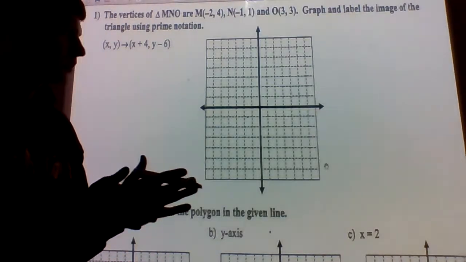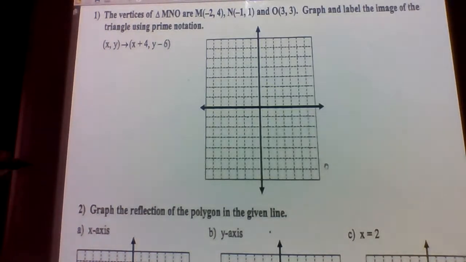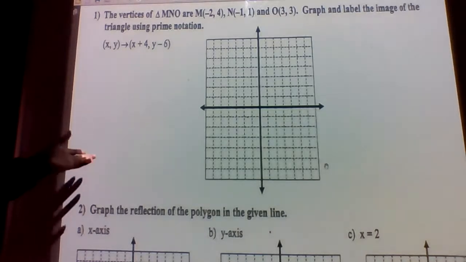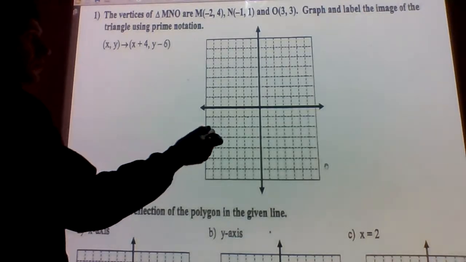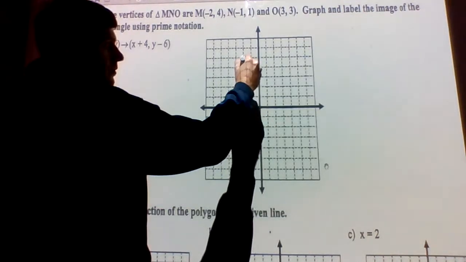This is homework number 4. This is the transformations unit review. So the first problem is a translation. Okay, so the vertices of triangle MNO are as follows. So M is -2, 4.